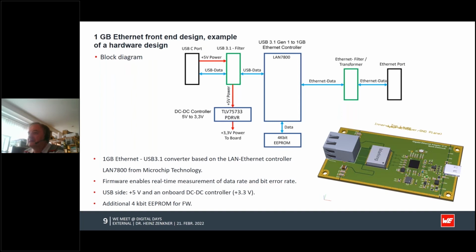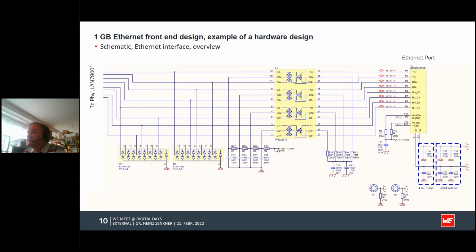Additionally, we have written firmware into this chip, where we can measure the data rate and the bit error rate for immunity testing and also for emission testing, so that we see the performance with different cables and with different EMC measures I will introduce you to soon. The whole thing is then powered by the USB-C port, where it gets 5-volt power. This is the schematic, which shows you the details, which are explained further on the next pages, but this gives you an overview.